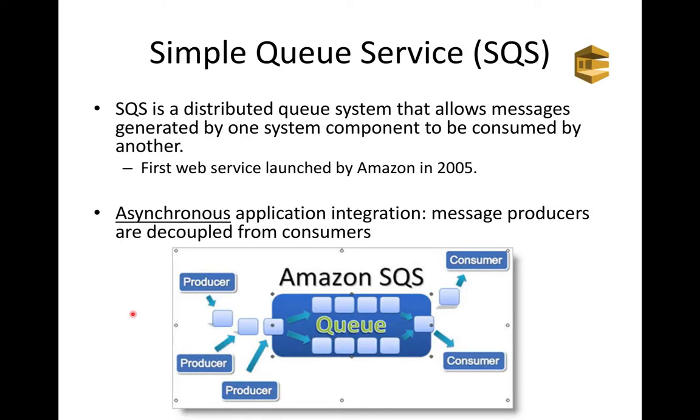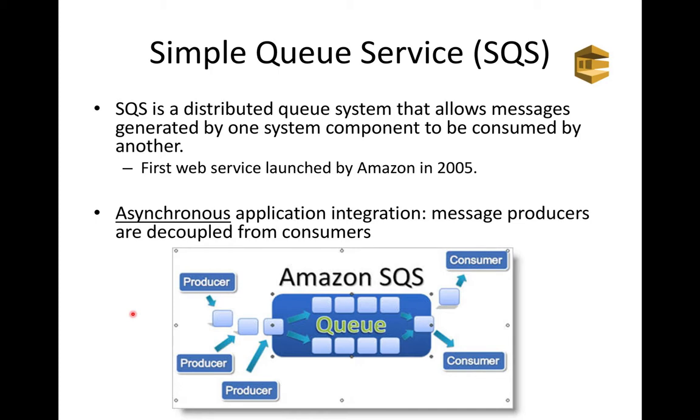The next service is the Simple Queue Service. And the Simple Queue Service is sometimes confused with the Simple Notification Service. And I'll try to help you understand the difference here. So the Simple Queue Service is a distributed queuing system, and it allows us to take messages that are generated by one system component and place them on a queue where they might be consumed by another component. This allows us to essentially decouple different components or different parts of our application.